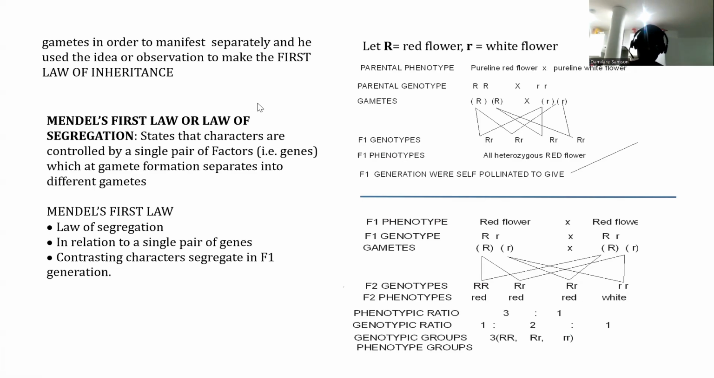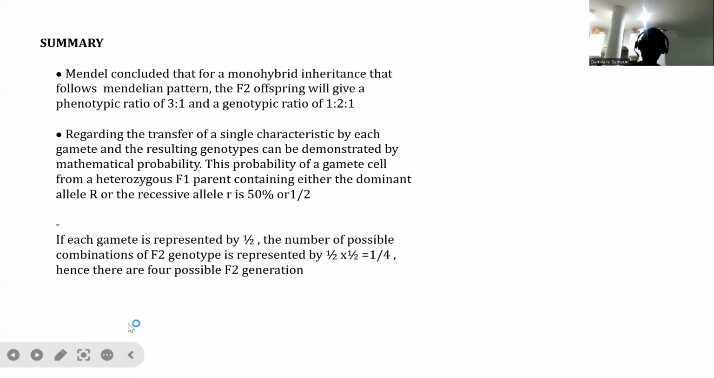Gamete formation. From your crosses, you can give the whole explanation to what you have here. So we go to the next one, which is more like the summary. The whole summary of what we did there is what we have here. And I think I've explained it very well, which I believe you should understand. So in the F2 generation, what do we notice? 3:1 for the phenotypic ratio. And the genotypic ratio is what? 1:2:1.